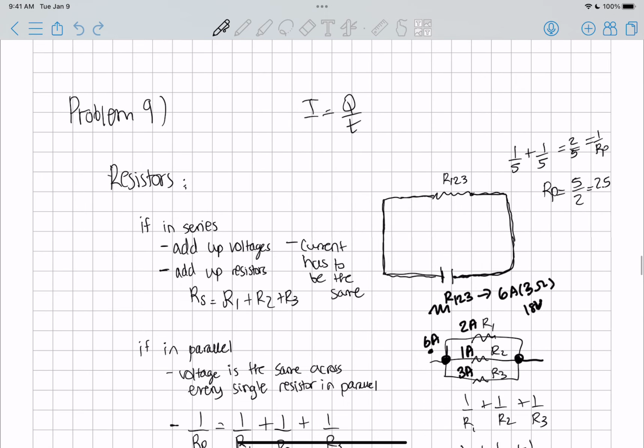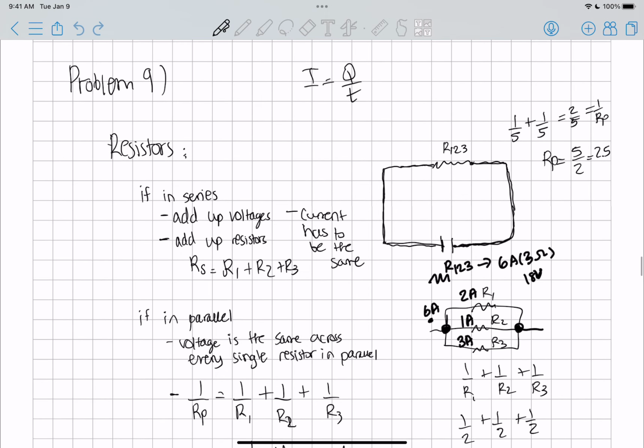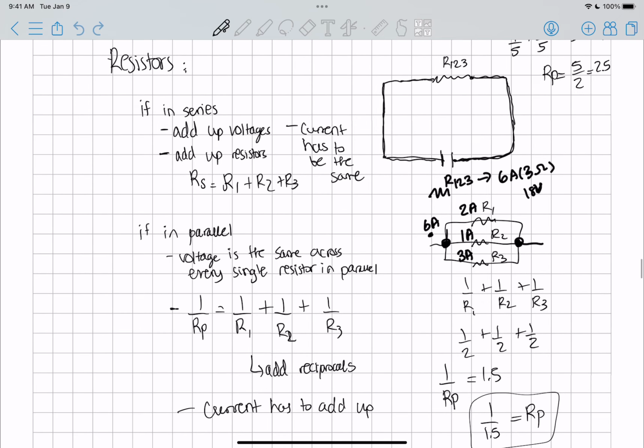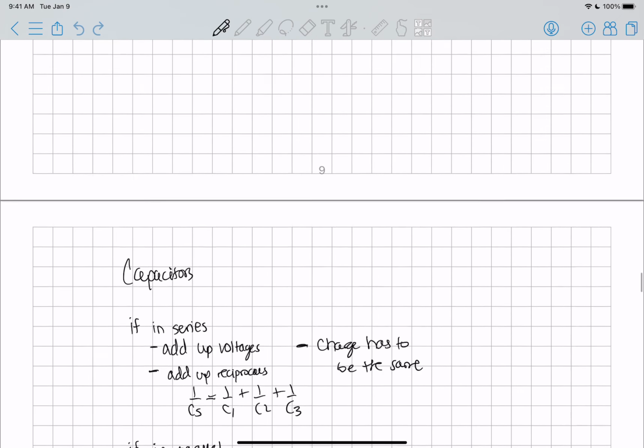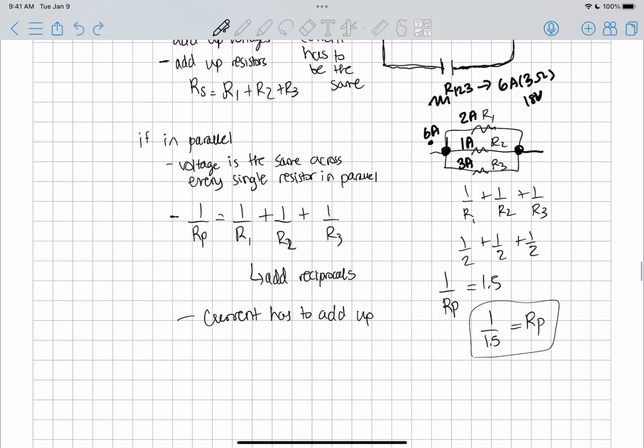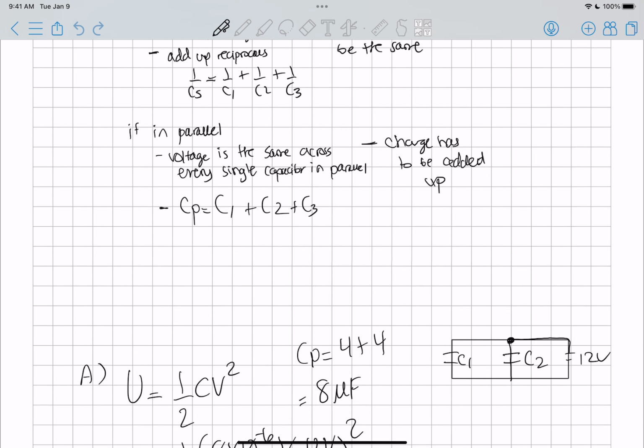Whatever you do for a resistor is the exact opposite for what you do for a capacitor. So resistors in series, you just simply add them up. For capacitors in series, you add up the reciprocals, right? For resistors in parallel, you add up the reciprocals. For capacitors in parallel, you add them up normally, right?